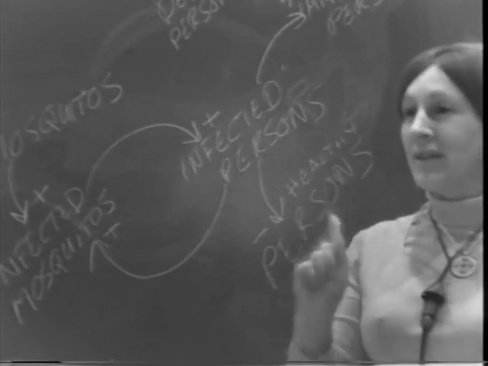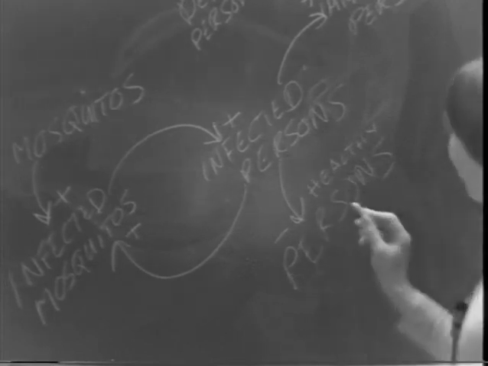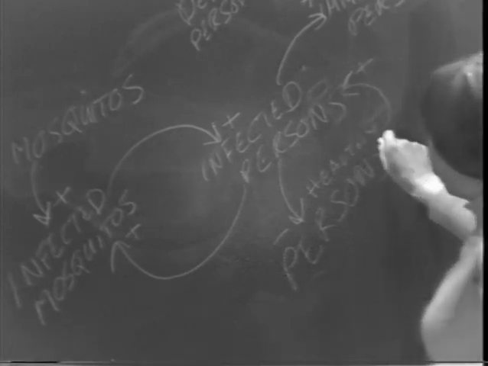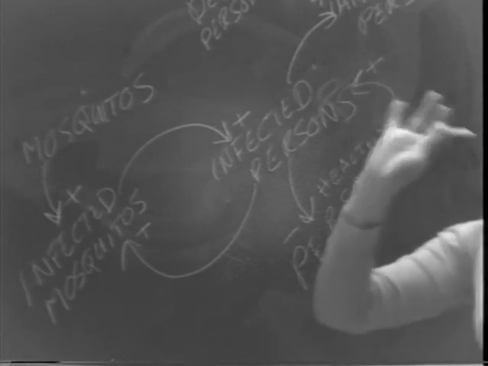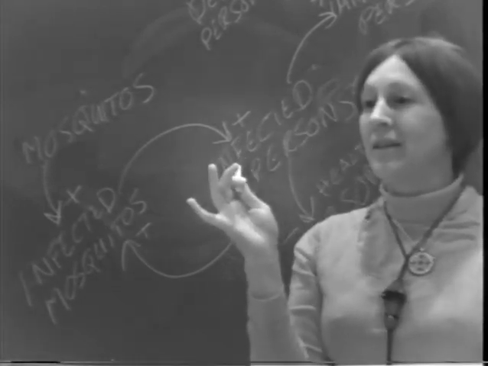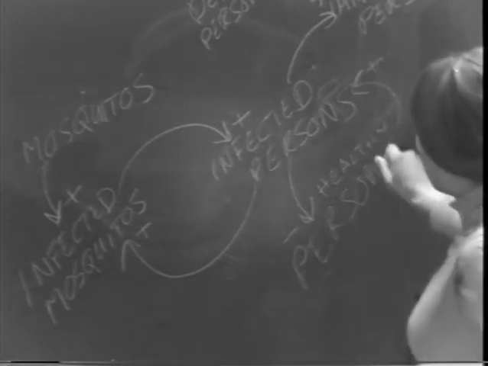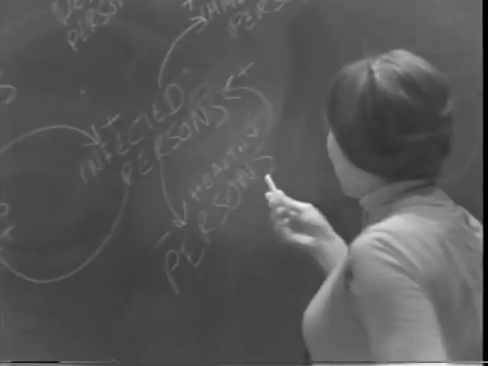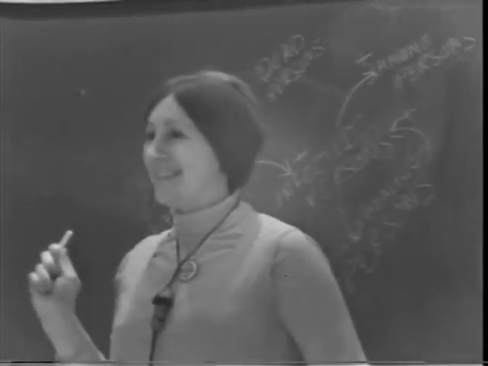Does anybody want me to take that arrow out? All right, now the suggestion is there's a positive arrow. Why? What is your causal thinking there? And what this says is the more healthy people, the more infected people. Or possibly the less healthy people, the less infected people. Do you want that in there or not?